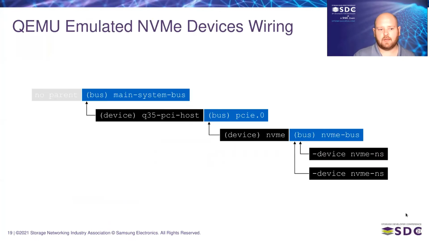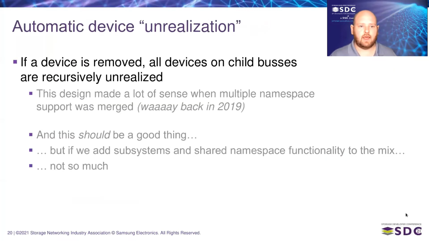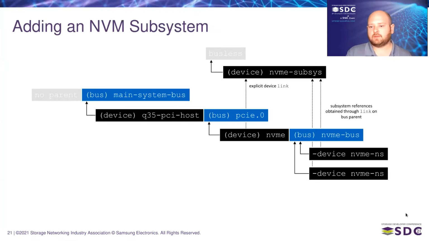So today it looks something like this. You have the main system bus, which has the PCI bus, and then you have the NVMe controller, which has the NVMe bus, and the namespace is attached to that. That's nice. But the problem is that you get this nice unrealization, which should be a good thing. It means that when you hot unplug the device, it will automatically remove the underlying namespace devices. So when you have the subsystem involved, you have this unrooted device that's anonymous and not rooted on the tree, but you have these references to it.